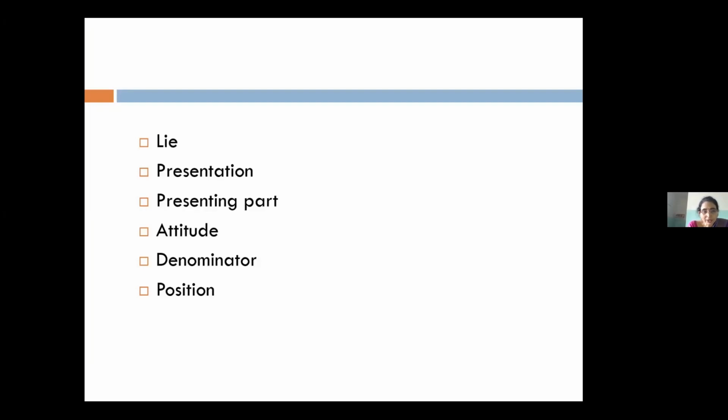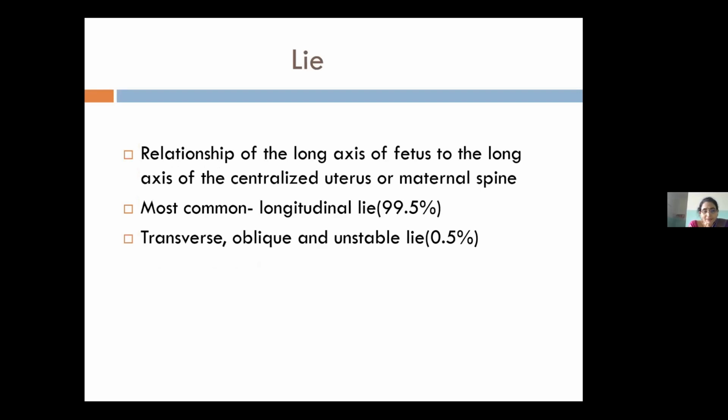So first we are going to discuss the lie. What is lie? The relationship of the long axis of the fetus to the long axis of the uterus or the maternal spine. We have to see whether it is a longitudinal lie, transverse lie, oblique or unstable lie. The most common is the longitudinal lie, which constitutes 99.5%. The transverse, oblique and unstable lie constitute 0.5%. So the majority are in the longitudinal lie.